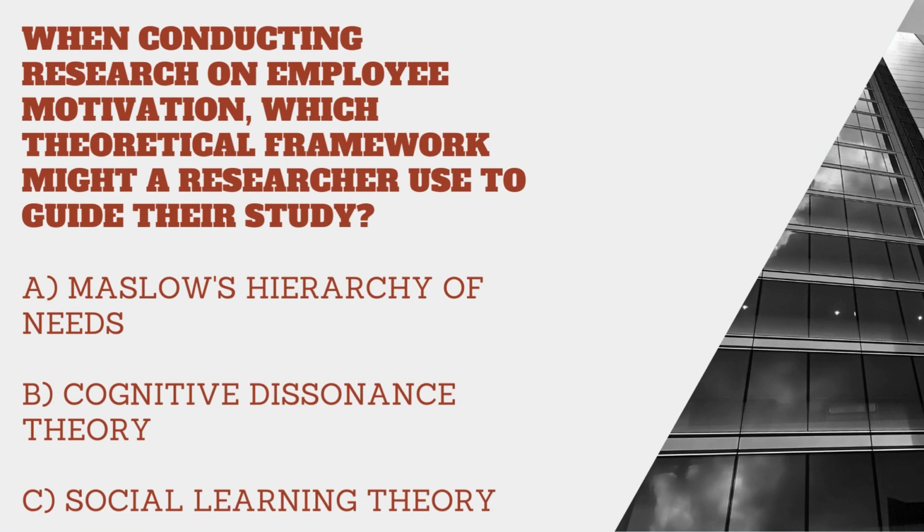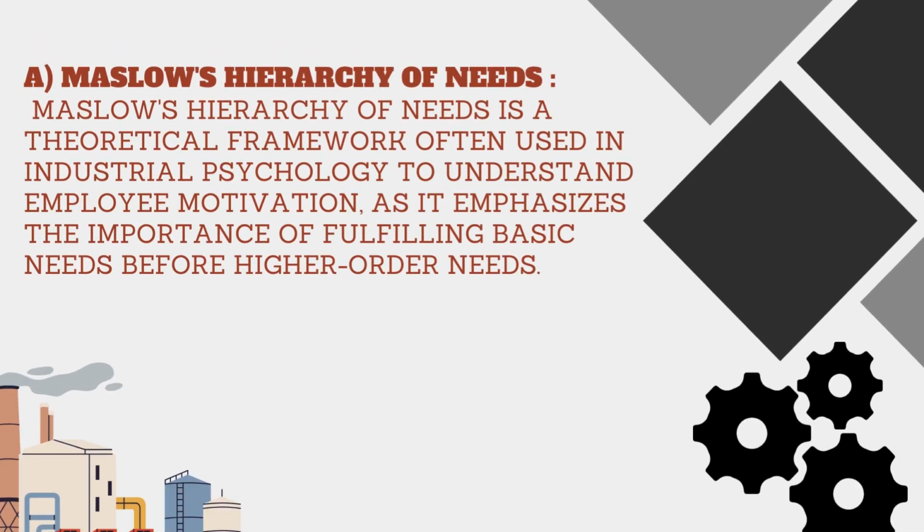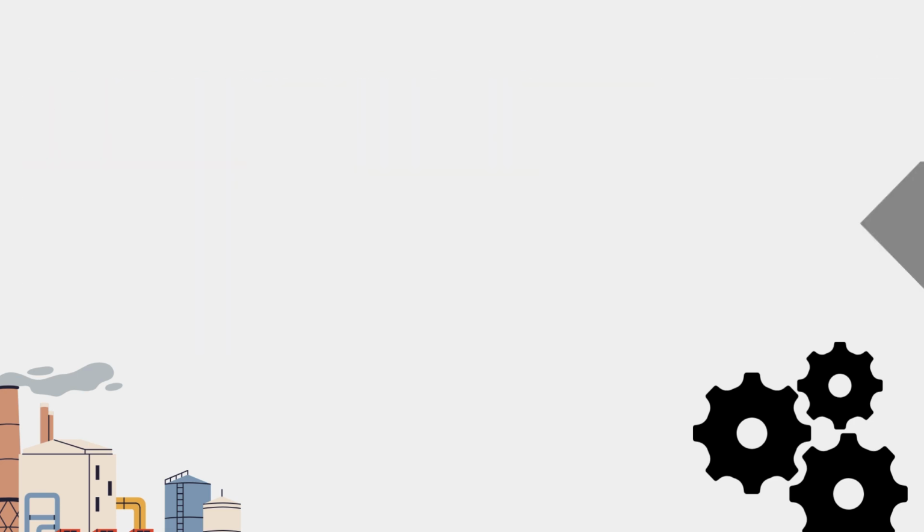When conducting research on employee motivation, which theoretical framework might a researcher use to guide their study? A. Maslow's hierarchy of needs. B. Cognitive dissonance theory. C. Social learning theory. A. Maslow's hierarchy of needs. Maslow's hierarchy of needs is a theoretical framework often used in industrial psychology to understand employee motivation, as it emphasizes the importance of fulfilling basic needs before higher-order needs.